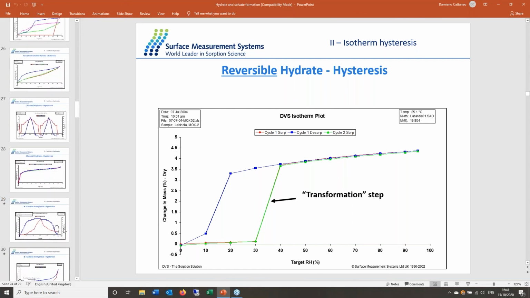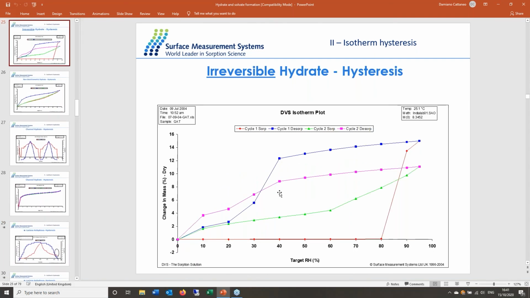If I look at something like this, for example, this sample changes over time, which means that if I want a sample that is perfectly dry, if I want this anhydrous form, I need to be careful to never expose the sample over 80% relative humidity. Otherwise, the transition clicks over, and I go to a situation that is irreversible. How do I know this? It is only because I did 2 cycles.